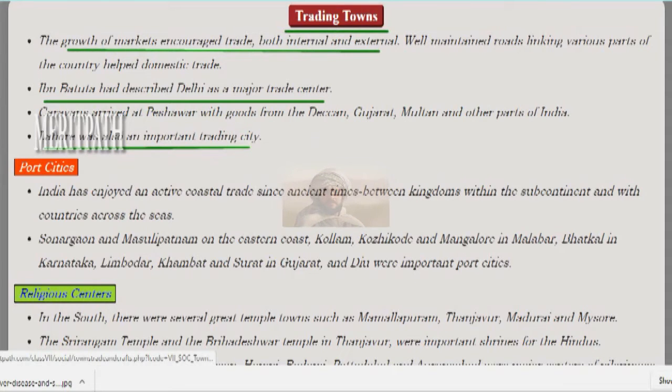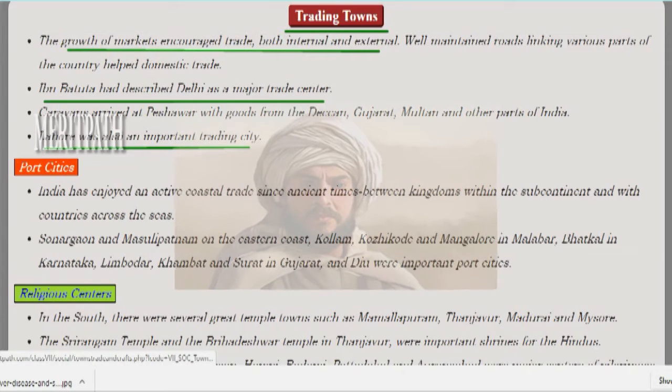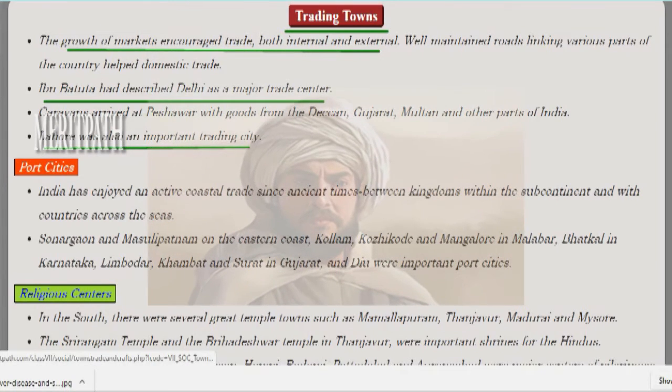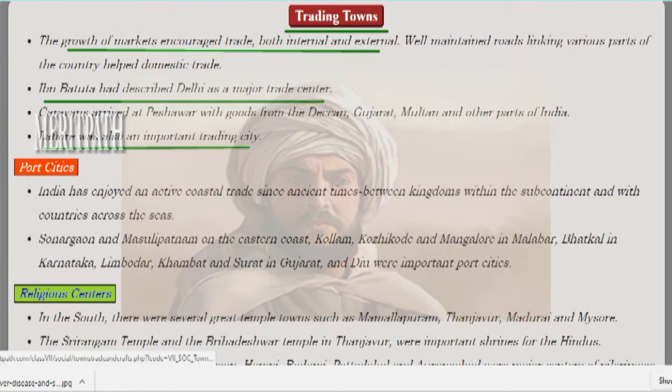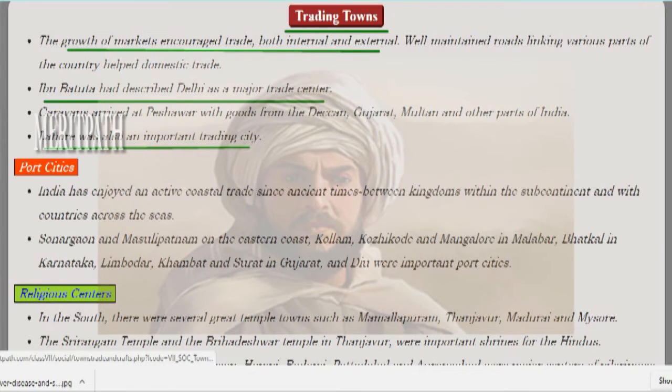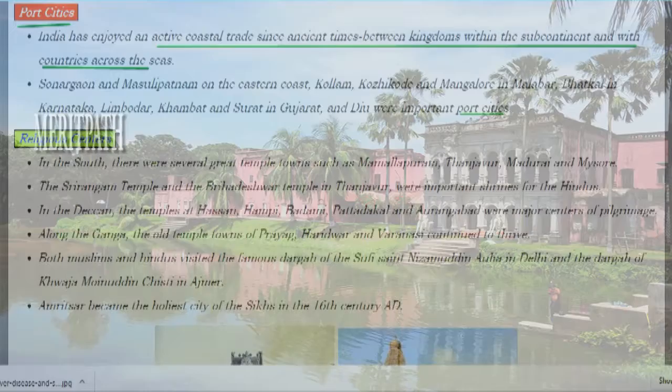What were the trading towns? The growth of markets encouraged both internal and external trade. Well-maintained roads helped this trade. Ibn Battuta described Delhi as a major business center. Caravan people arrived at Peshawar. They bought goods from the Deccan, Gujarat, Multan and other parts of India. And Lahore was also an important trading city.